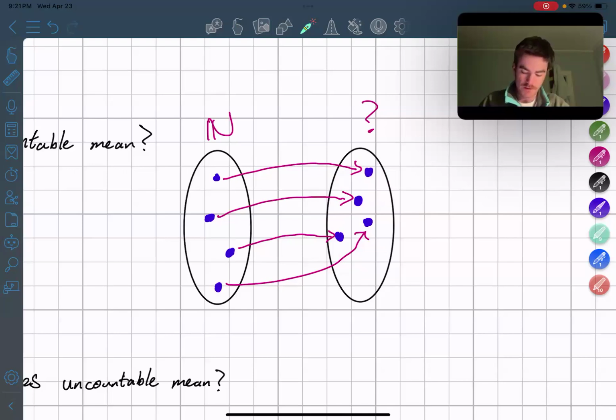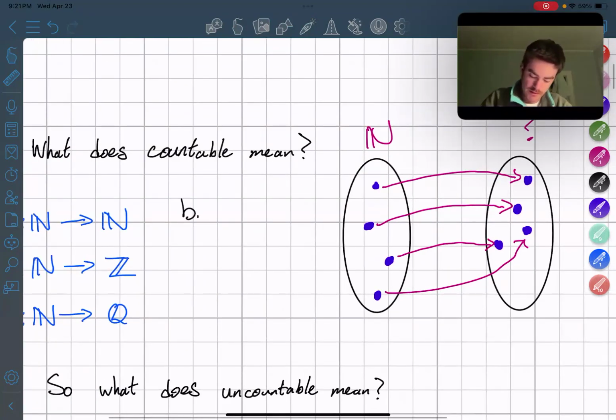And then the surjective is that all of these elements are hit when we are mapping. So they're all getting hit here. If this went over here instead and this guy was left out, then it wouldn't be surjective and it wouldn't be a bijection.